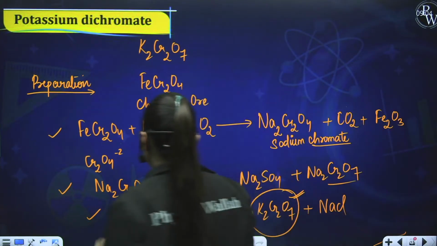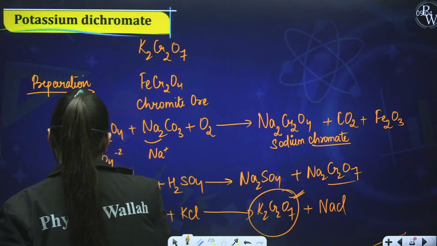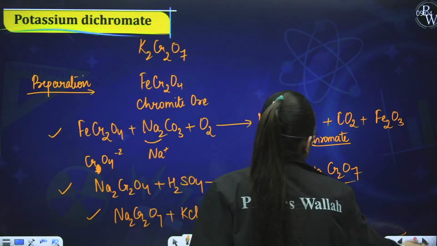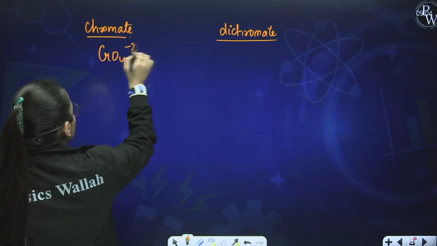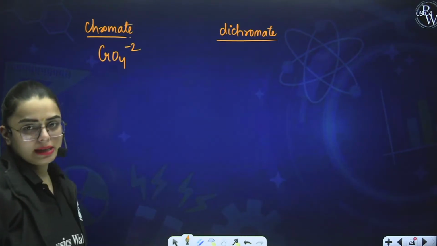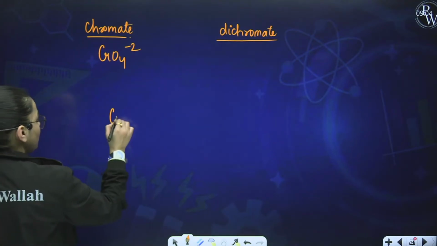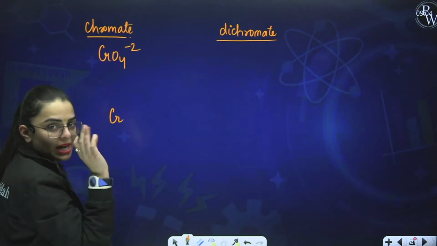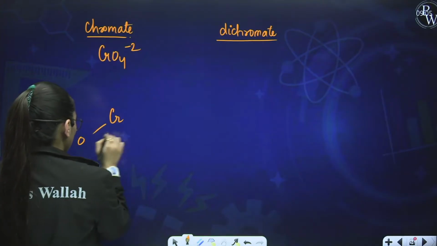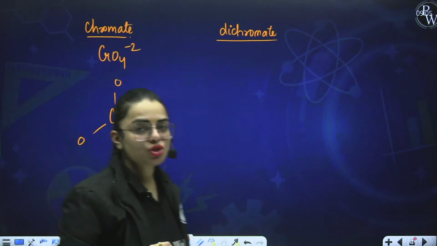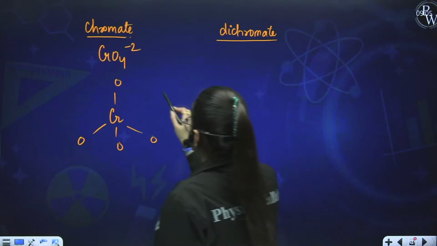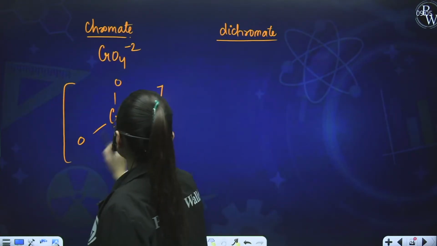One more thing, students, I want you all to correct it over here. It is CrO4 minus 2. So, chromate ion is CrO4 minus 2. First of all, how to draw chromate ion? Chromium in between. Now, it is O4, that means 4 oxygens are bonded: 1, 2, 3 and 4. Also, it carries a negative 2 charge, so overall charge will be minus 2. This is the structure for this.